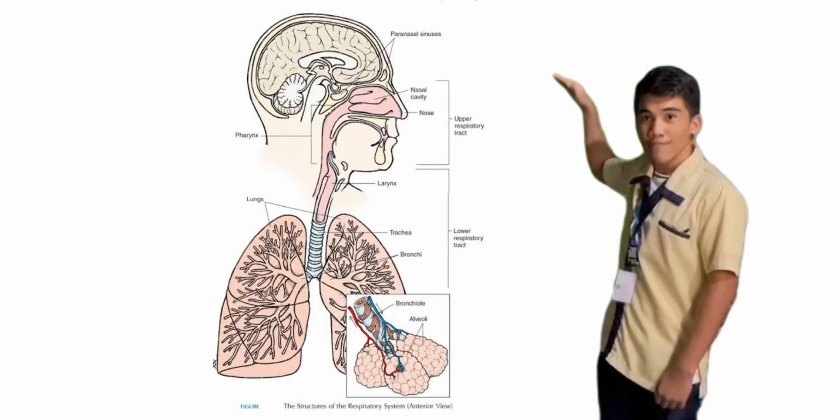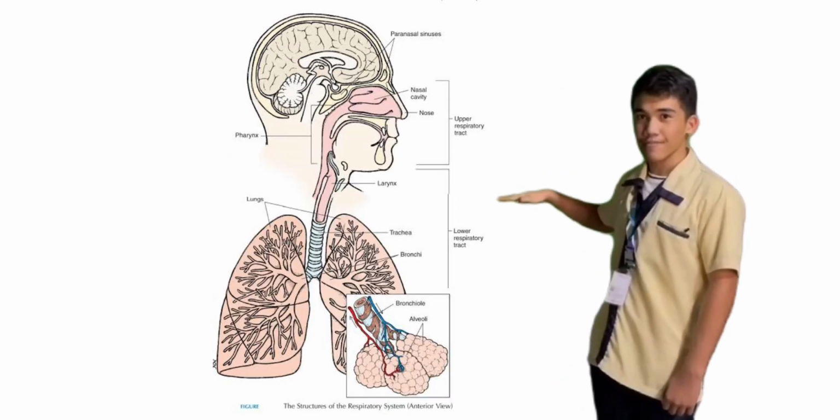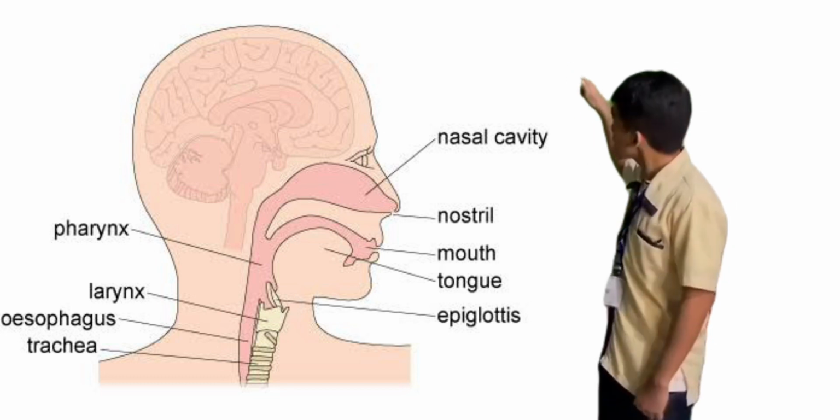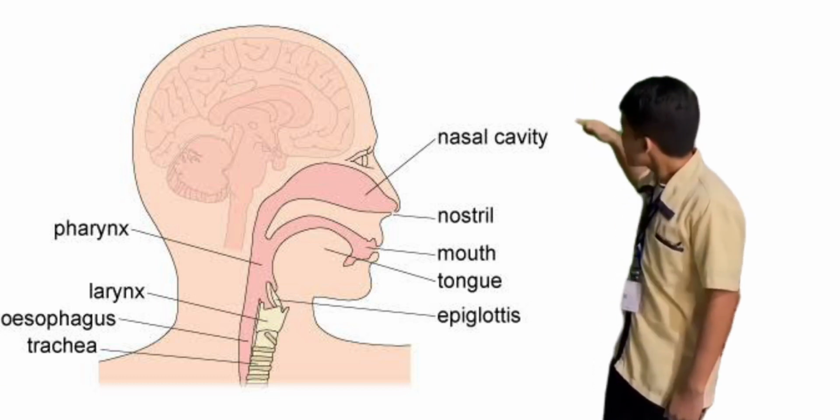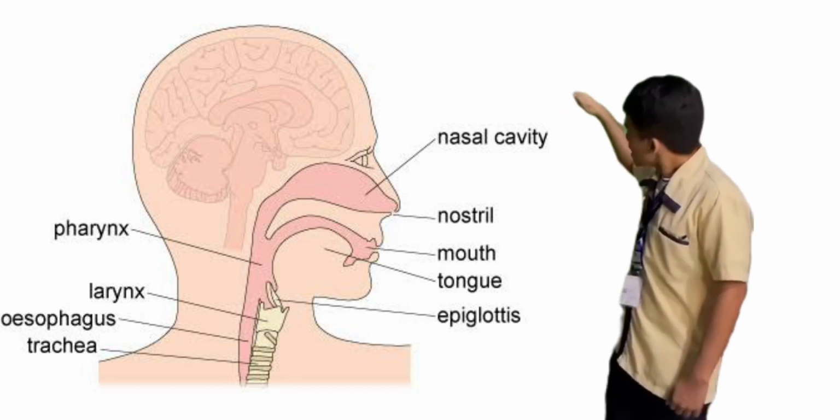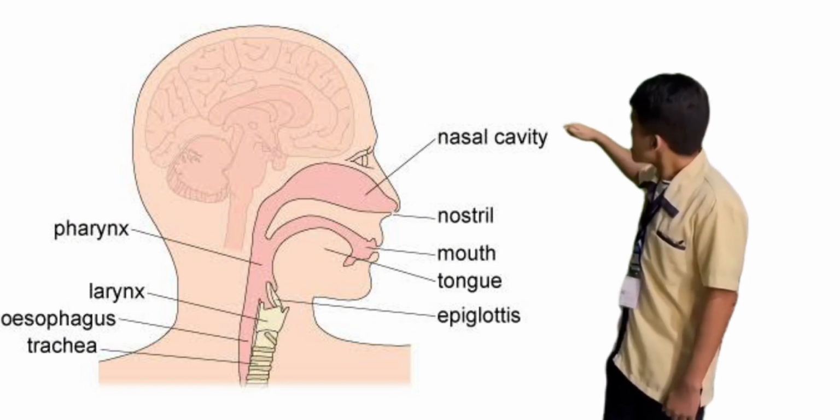The respiratory system is divided into two parts: the upper respiratory tract and the lower respiratory tract. The upper respiratory tract is composed of the nose and nasal cavities, the pharynx or throat, the epiglottis, and the larynx.